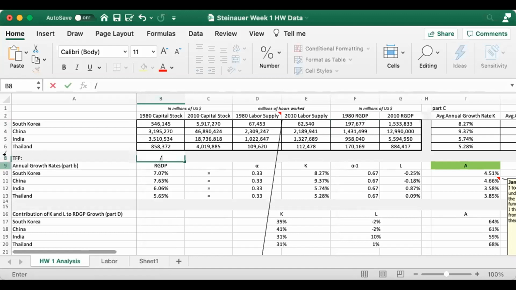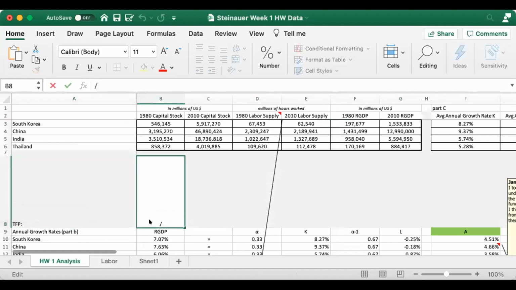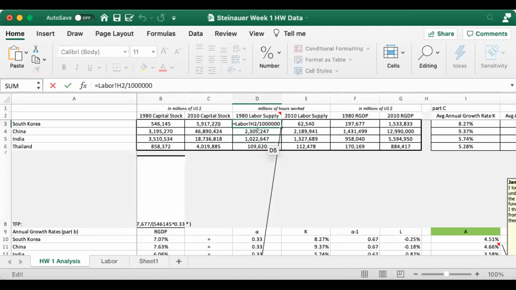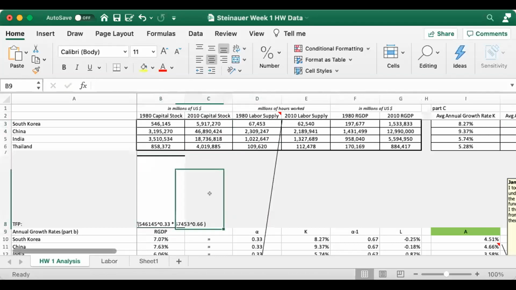divided by, let me just make it bigger. Okay, so this is this number, right? The real GDP divided by this number, the capital stock, raised to the power of 0.33, and then times this number, the labor supply. Let me just copy the number, 67453, raised to the power of 0.66. So this is how you get TFP.